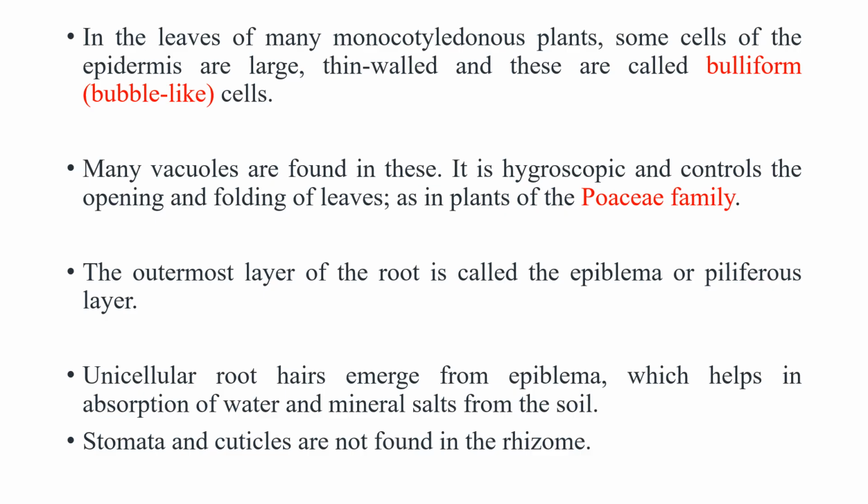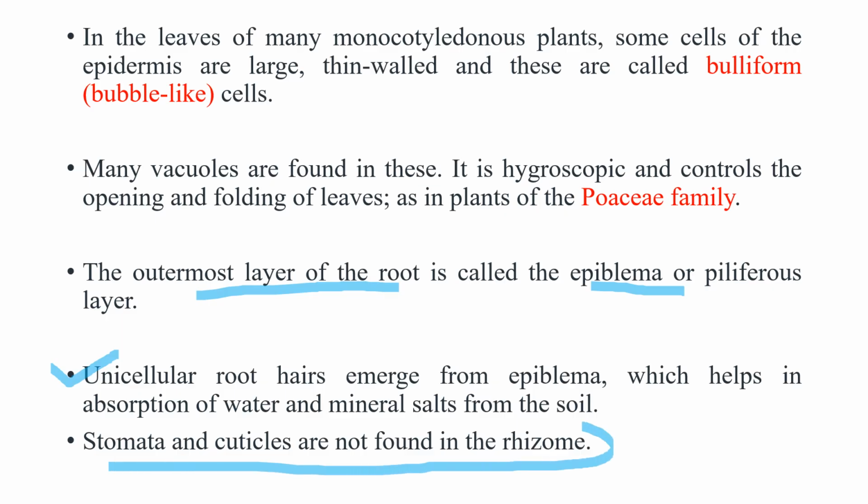Then the outermost layer of the root is known as epiblema or piliferous layer. Unicellular root hairs emerge from the epiblema. In case of root, from the epiblema or root epidermis, many unicellular root hairs emerge. Then stomata and cuticles are not found in the root. That means in root, stomata and the cuticle layer are absent.